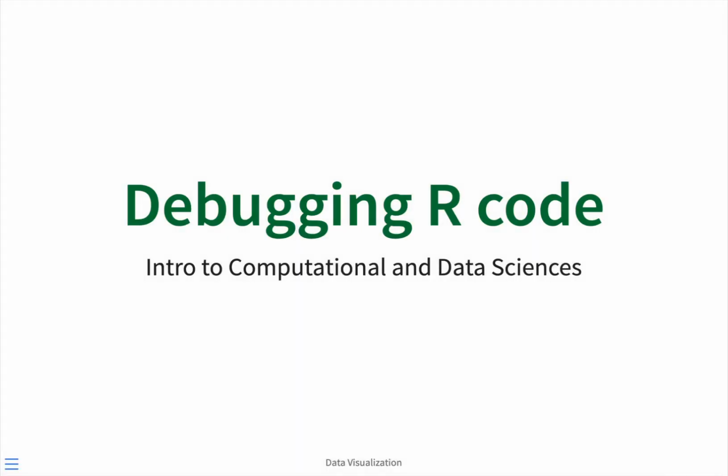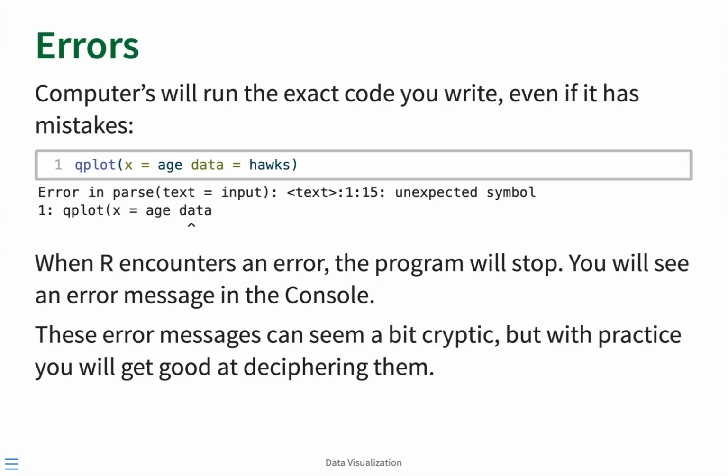In this video, we're going to talk about what to do when your code goes wrong. It's pretty common when you're programming to run into errors, which we like to call bugs when we're writing code. This happens because computers can't infer what you meant to write.